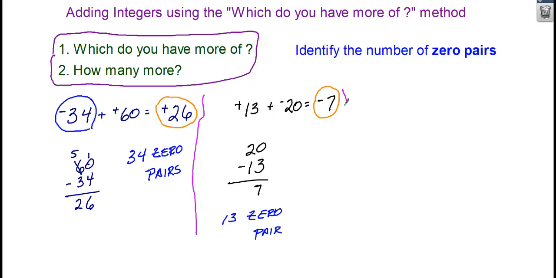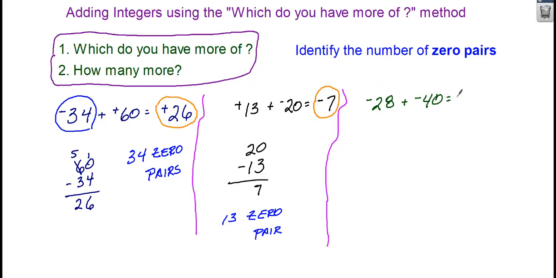All right, one more for you to do. There you go. This is on your paper. Go ahead and pause. Do this problem. And then turn the video back on.